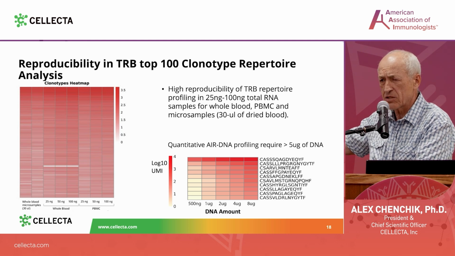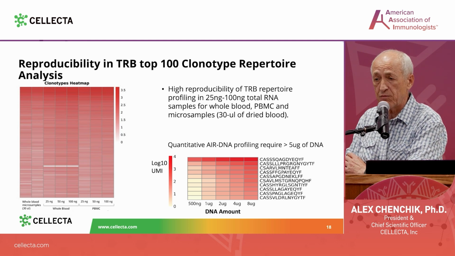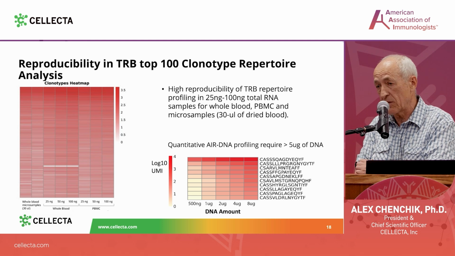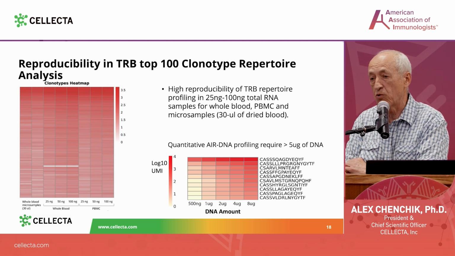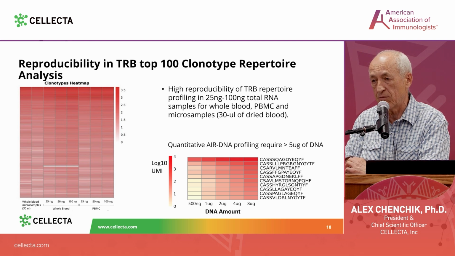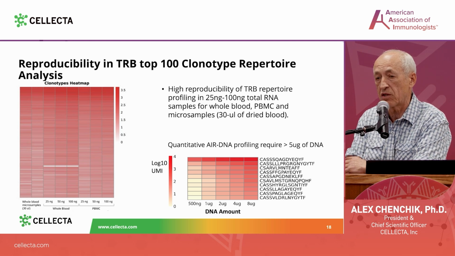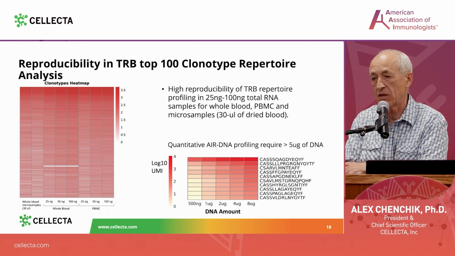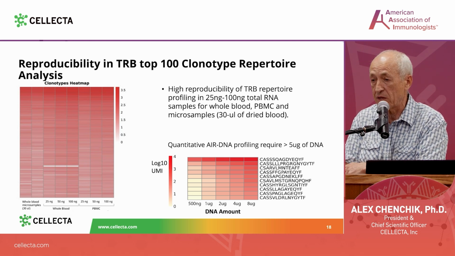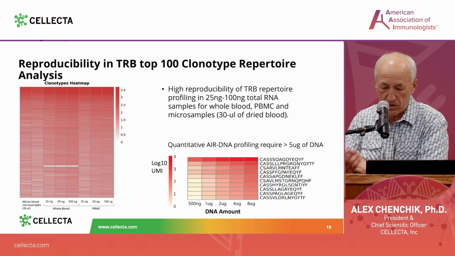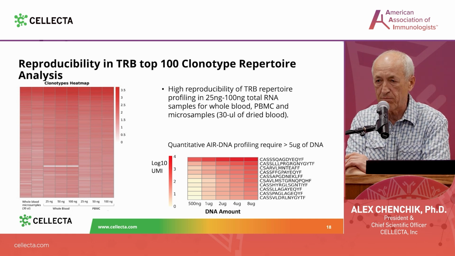DNA. It's rather obvious that DNA is less sensitive because its copy number in the cell is approximately 20-fold less than the copy number of the RNA molecules. So that's why you need a significant amount of DNA to generate a similar quantitative data. And it's usually in the range of 5-10 micrograms, which is really not very often available, especially if you have a small number of samples with a small amount of cells.